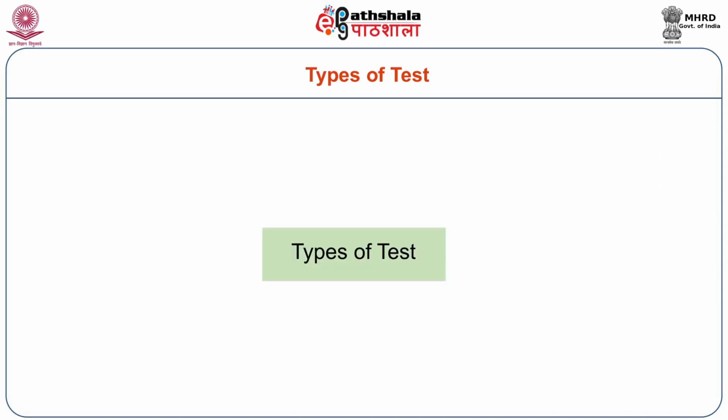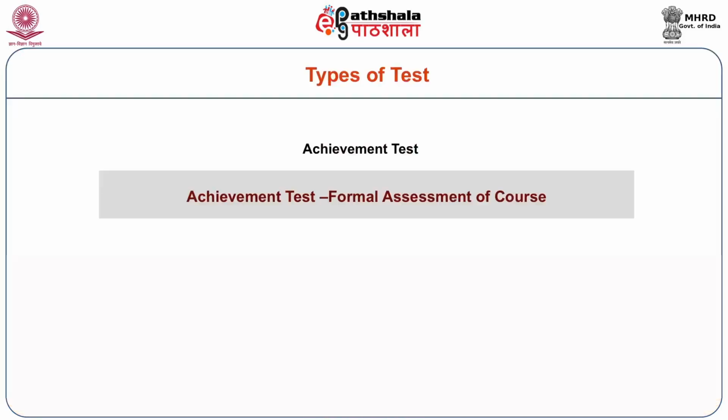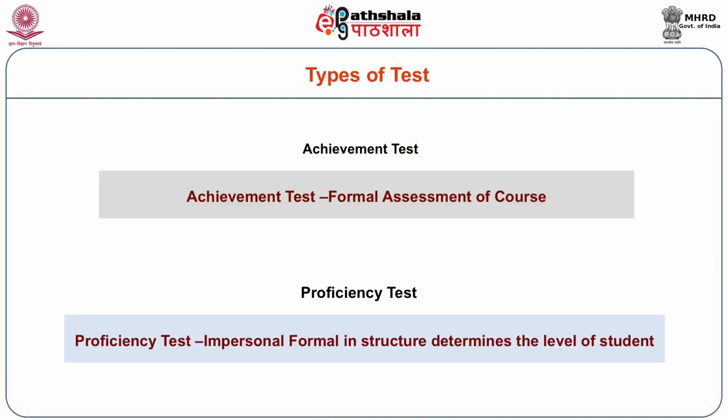There are various types of tests: achievement test, proficiency test, diagnostic test, and aptitude test. We'll discuss them one by one. First of all, we are talking about the achievement test. What is it? It is, in short, a formal assessment of a course. A proficiency test is impersonal, formal in structure, and determines the level of course material.